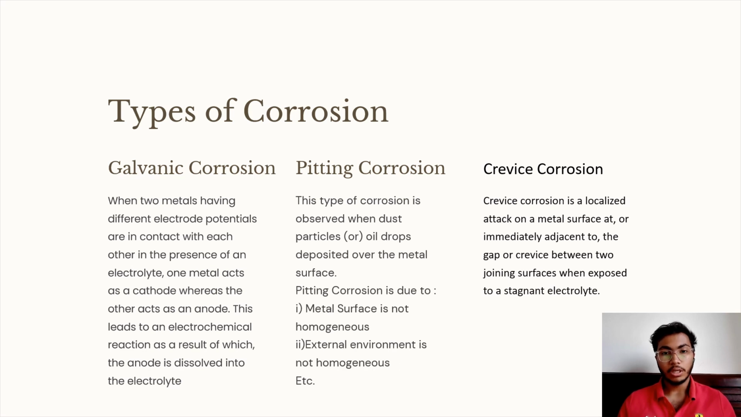Pitting corrosion. This type of corrosion is observed when dust particles or oil drops are deposited over the metal surface. Pitting corrosion is due to the metal surface not being homogeneous, the external environment not being homogeneous, etc. Crevice corrosion. Crevice corrosion is a localized attack on a metal surface at or immediately adjacent to the gap or crevice between two joining surfaces when exposed to a stagnant electrolyte.